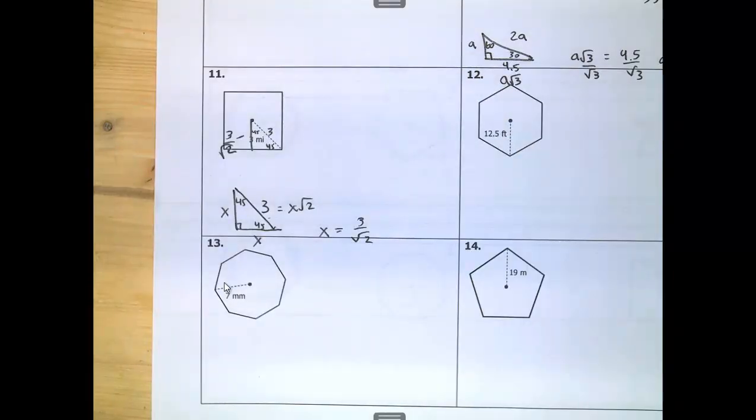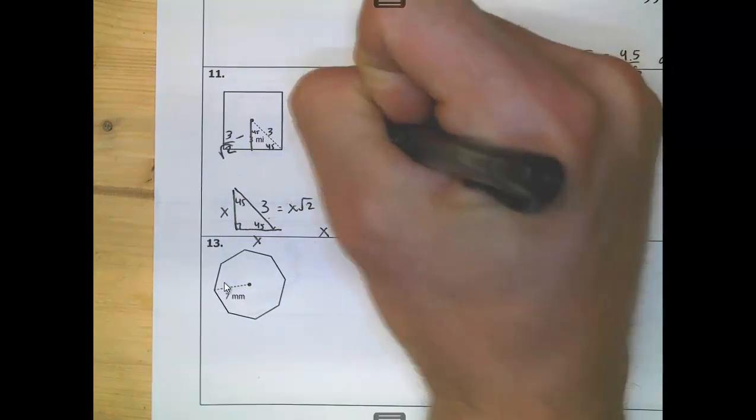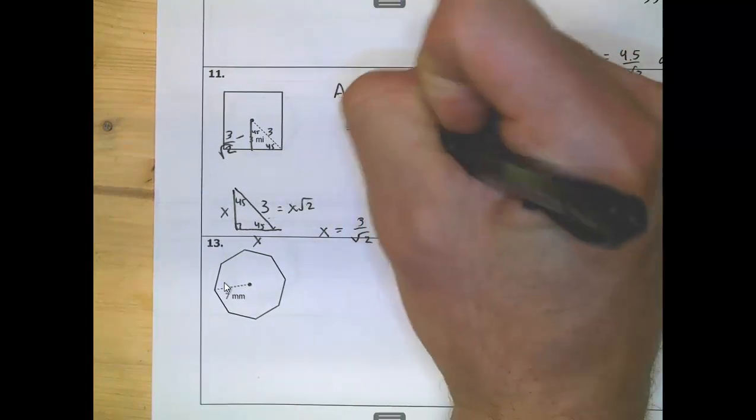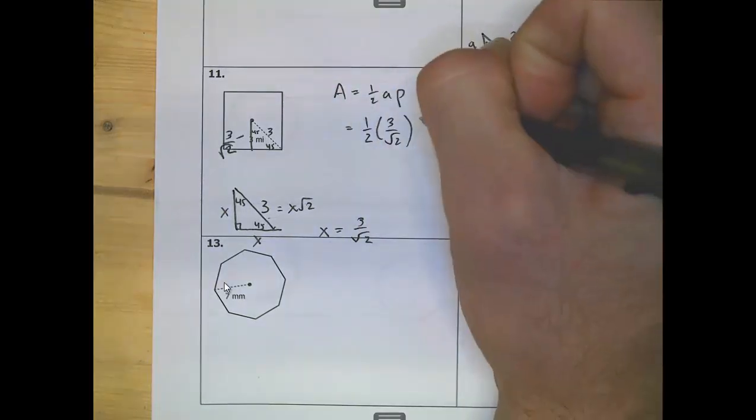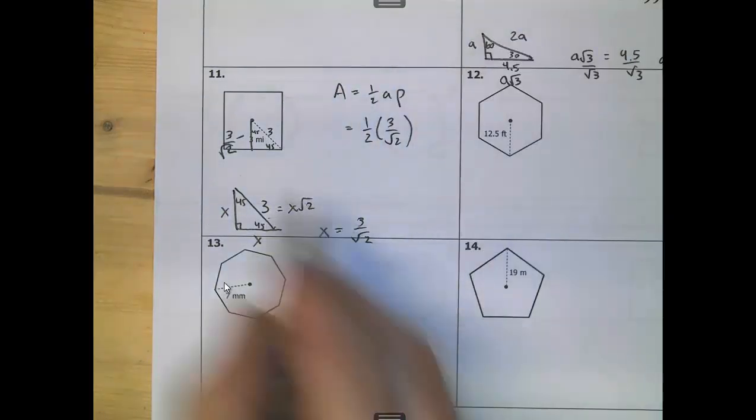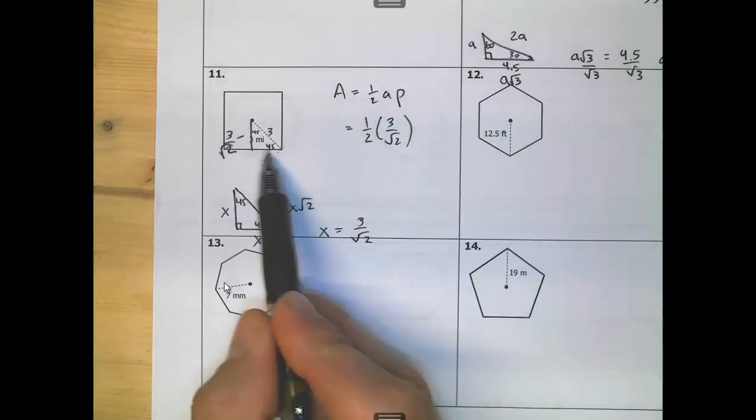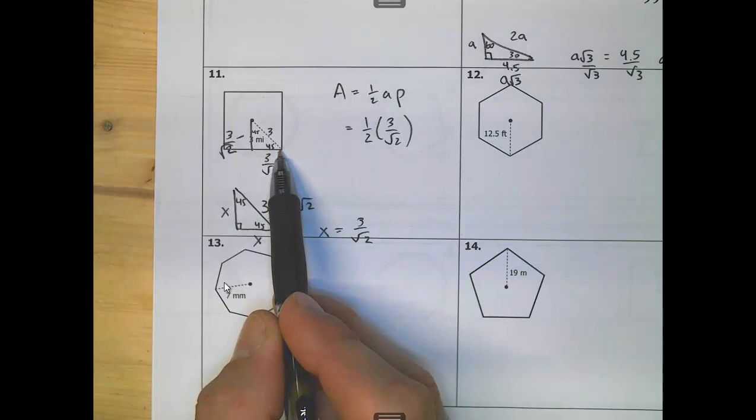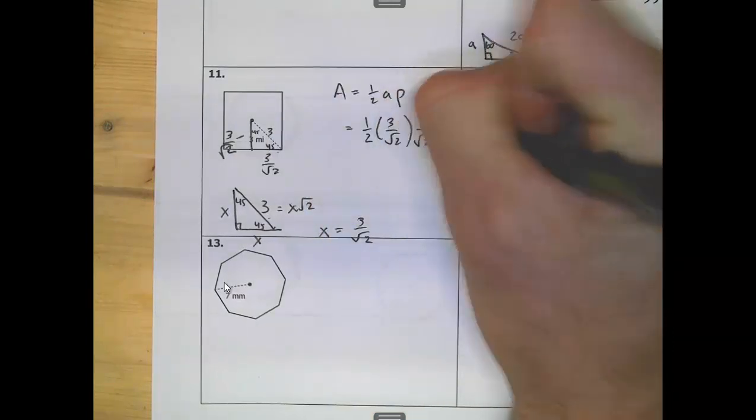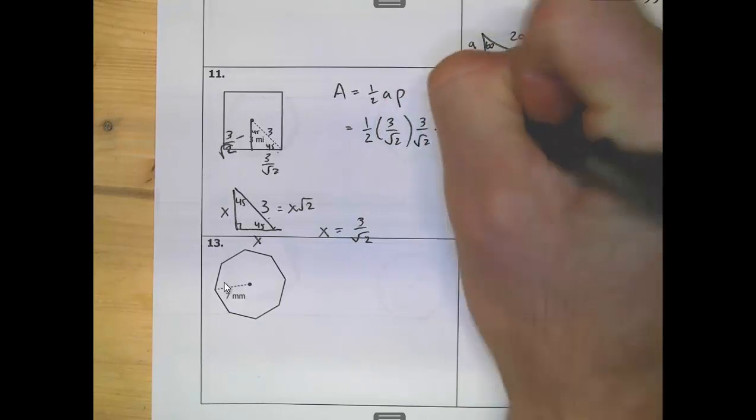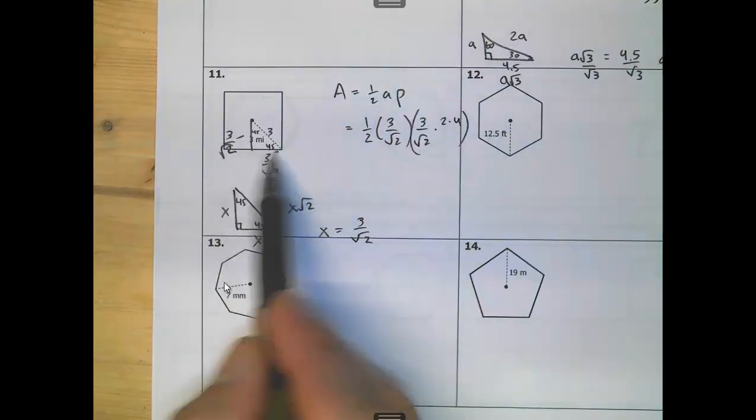So our area formula, area is 1/2 apothem times perimeter. 1/2 times 3 divided by the square root of 2 times the perimeter. The perimeter for this is going to be the same value, this 3 divided by the square root of 2, and we're going to multiply that by 2 to get the full side length, and then multiply it by 4 to get the whole perimeter. So multiply it by 2 to get the side length, and by 4 to get the whole perimeter.